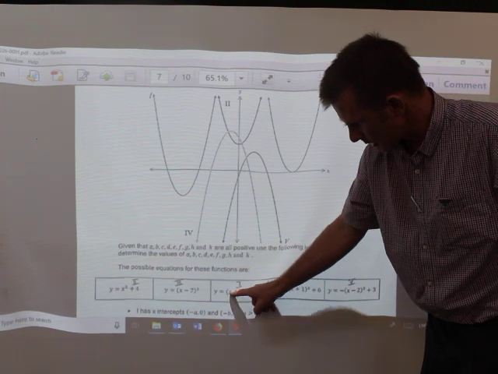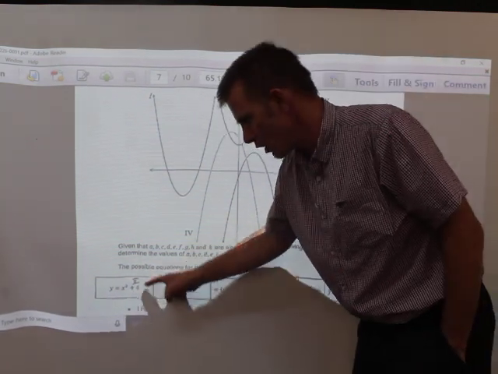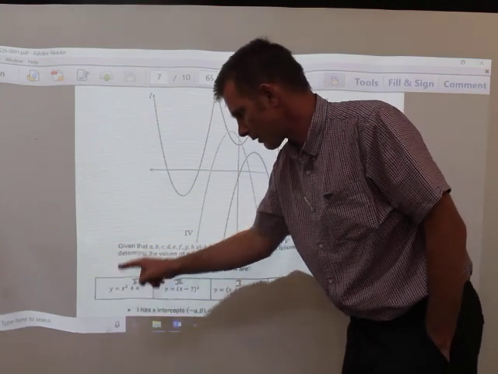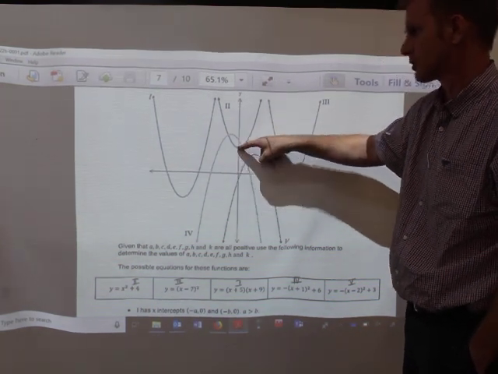Now this one here is going to have 2 x-intercepts, right? This one is going to have no x-intercepts. So I reckon that one. So that's why I put a 2 there. And it kind of looks, yes, it's moved up. I don't know how much, but it's certainly moved up.